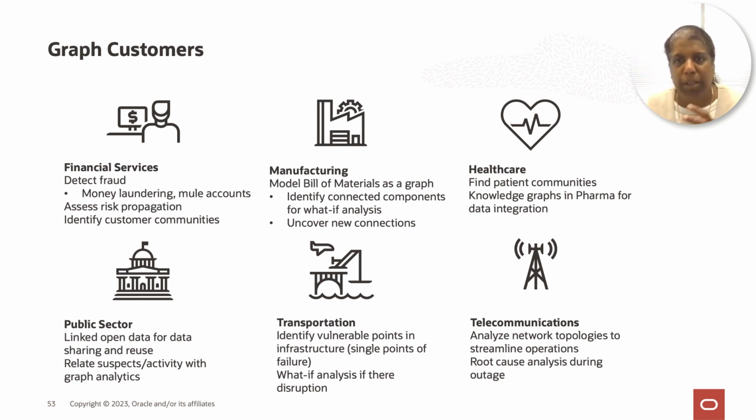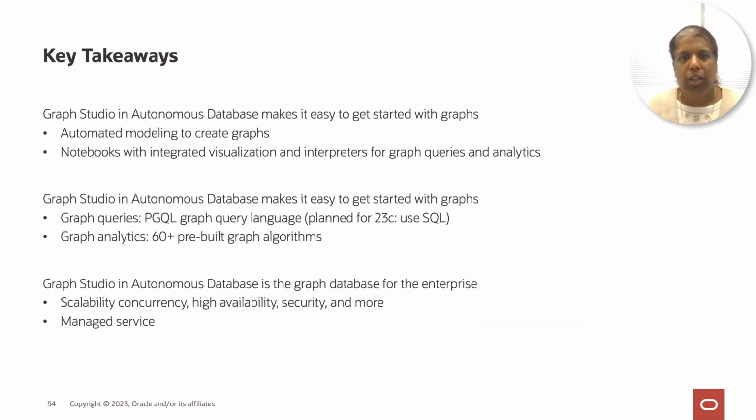And Autonomous Database makes it really easy for you to get started with graphs. You have a table, you create a graph, and then you have this notebook that you can use to just start querying. When you're building applications, you can connect to it using a graph with client libraries and so on. So the key takeaway is that Graph Studio and Autonomous Database make it really easy, particularly with automated modeling tools and integrated visualization.